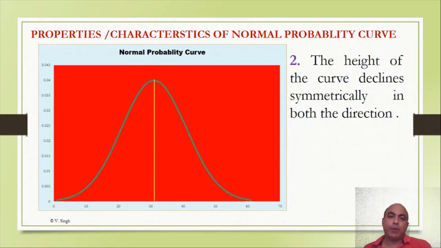The second property of the normal probability curve is that the height of the curve declines symmetrically in both directions from the maximum point, or the maximum occurring frequencies. The decline is symmetrical in both directions. So in the right direction and similarly in the left direction, the decline is in the same way.